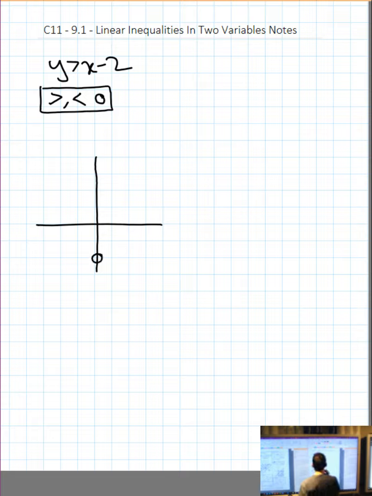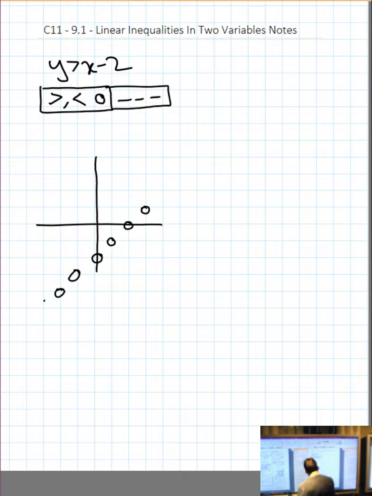Then my slope is 1, so up 1 over 1, up 1 over 1, both directions, open dots. And, excuse me, I'm going to extend that box. I forgot. In the box, I'm going to say dotted lines. So we do dotted lines through it. Great. So now we're ready to decide if we're going to shade above or below.